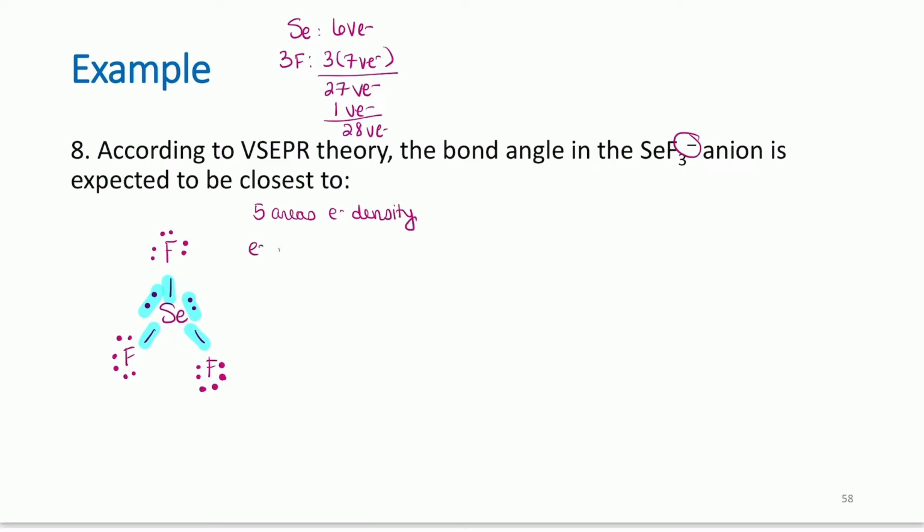Which means the electron geometry will be trigonal bipyramidal. I'm going to redraw it in that configuration. Trigonal bipyramidal is the one that has axial and equatorial positions. And the lone pairs will always go equatorial because it's the largest space for them. Now that I have this drawn out, I see this is called T-shaped.